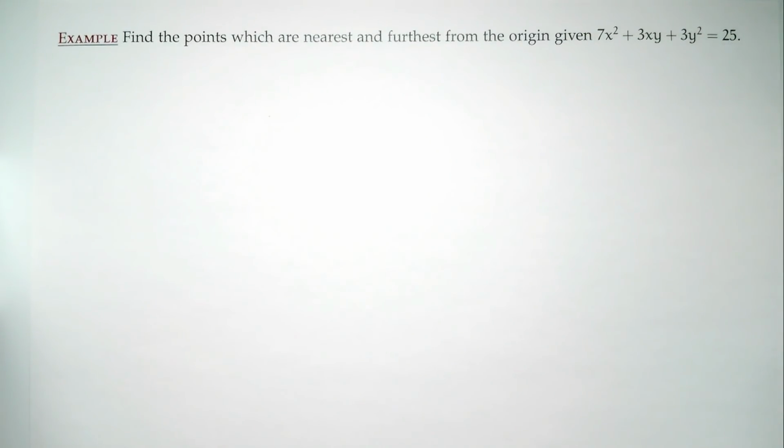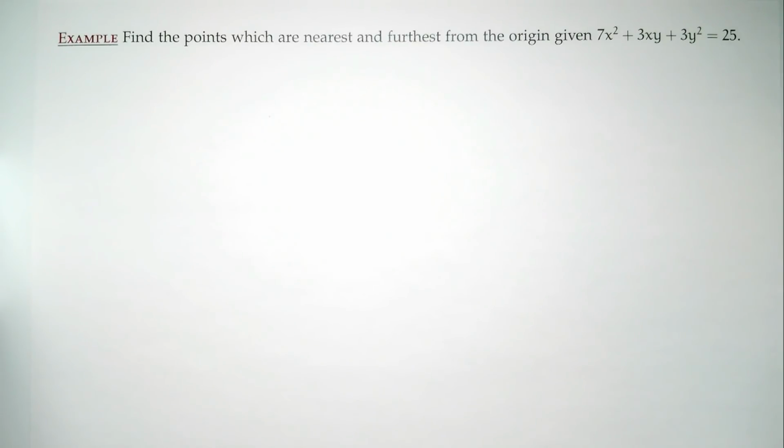Find the points which are nearest and furthest from the origin given 7x squared plus 3xy plus 3y squared equals 25. Now, this is one which demonstrates you'd have a hard time actually solving for x or for y. Not in an impossible time, but you'd have a hard time. So this is not a, oh, I can always substitute. Well, not really. You have to be ready to use the method.